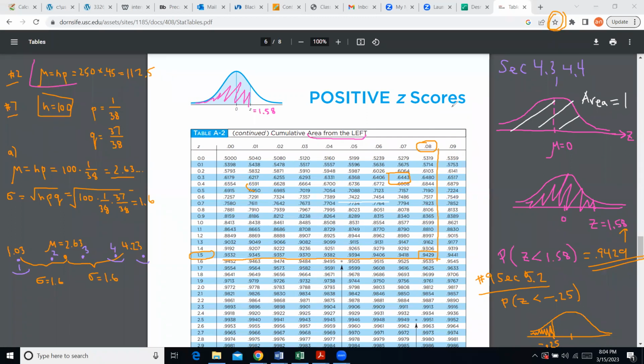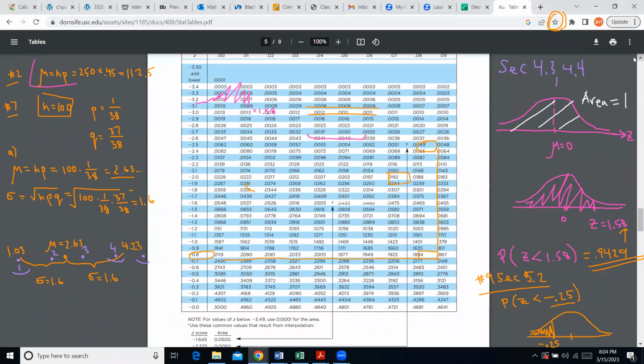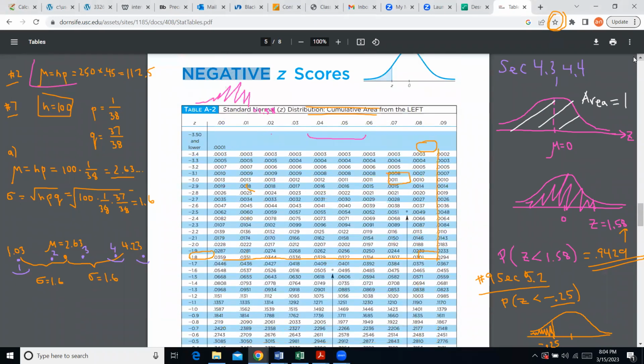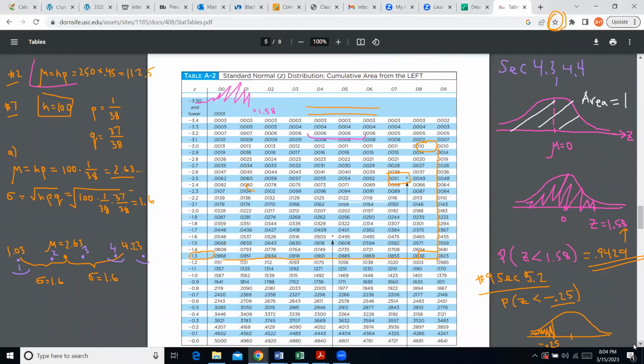So first of all, I noticed that I need another page, because now my z is negative, right? So I need to go back to the previous page. That's where the negative z-scores are. And among these, I need to find negative 0.2. So it turns out it's all the way down, and that's the value that I will work with.